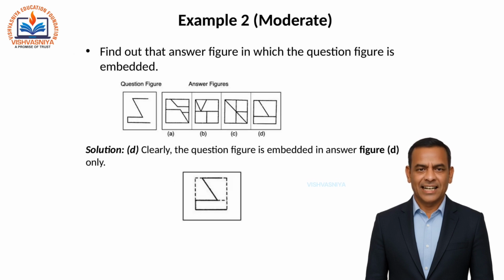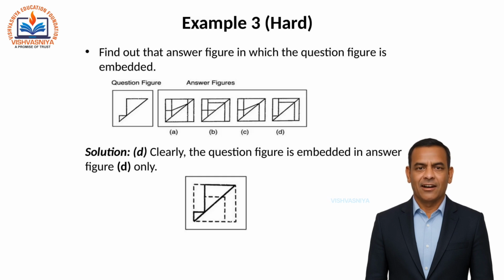Now, a moderate level question. Here, the small figure seems tricky, but if you carefully scan the options, you'll find that option D contains the exact match. Some students get confused by extra lines in other options, but remember, we are only concerned about the hidden shape. Finally, a challenging one.